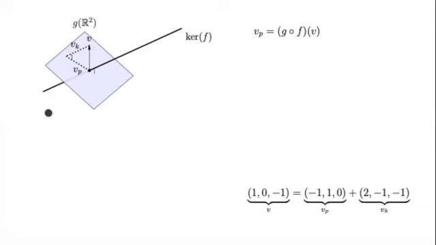The kernel of f is a line, and let's just take a vector parallel to it that comes along right here. A vector that's parallel to it, and let's suppose that it takes us down to the plane described by the range of G, which is this plane right here.